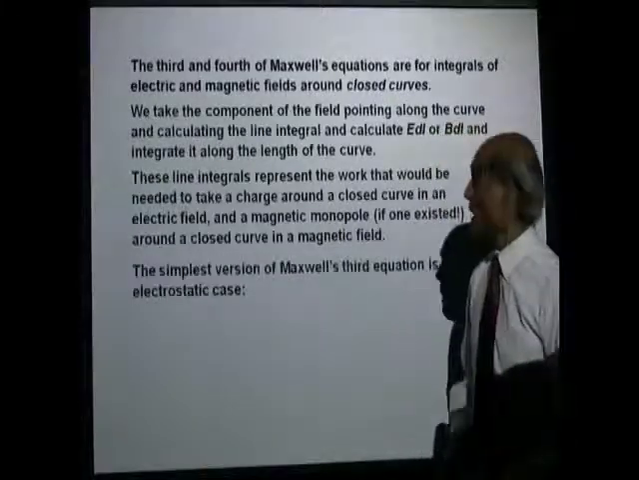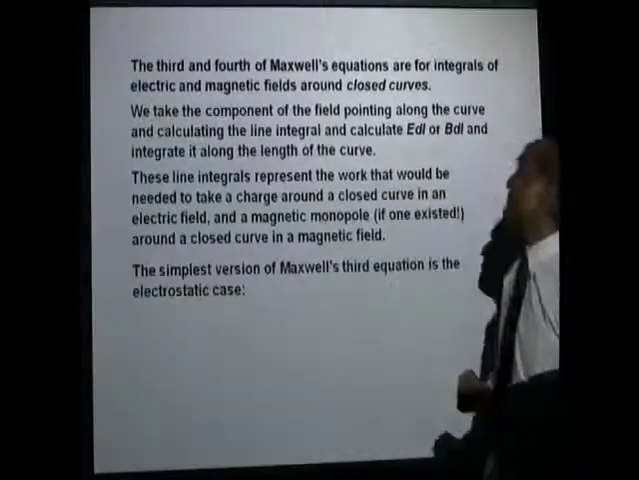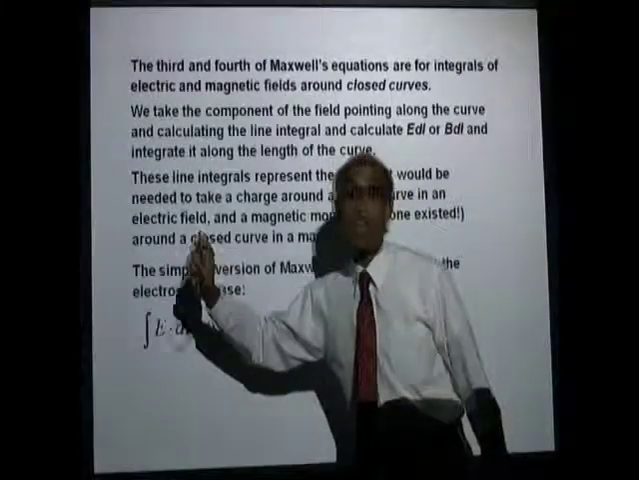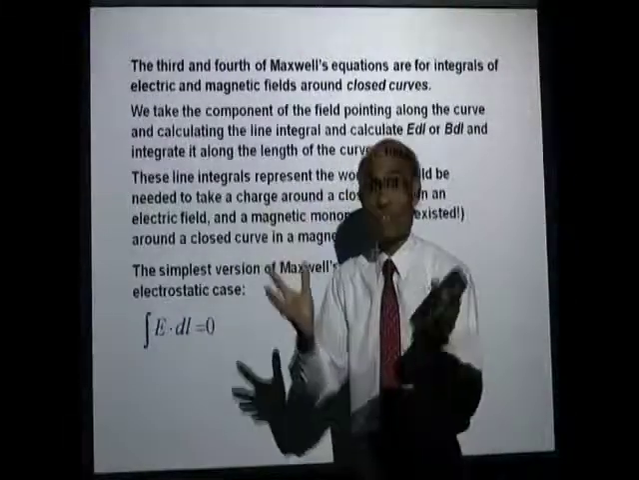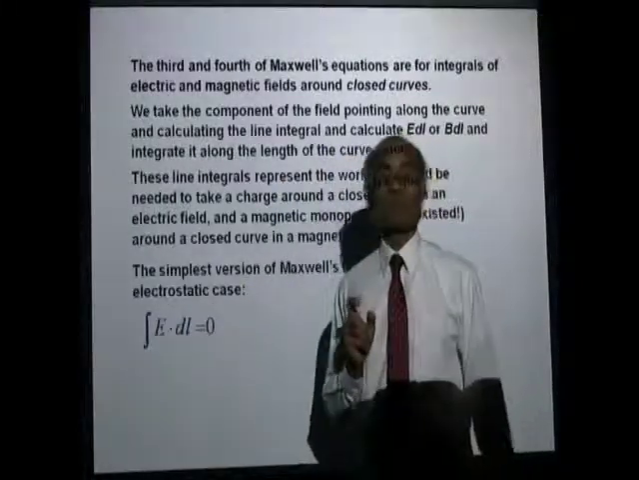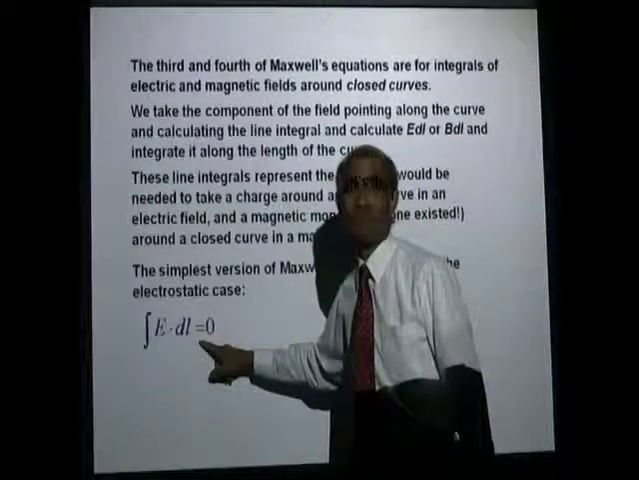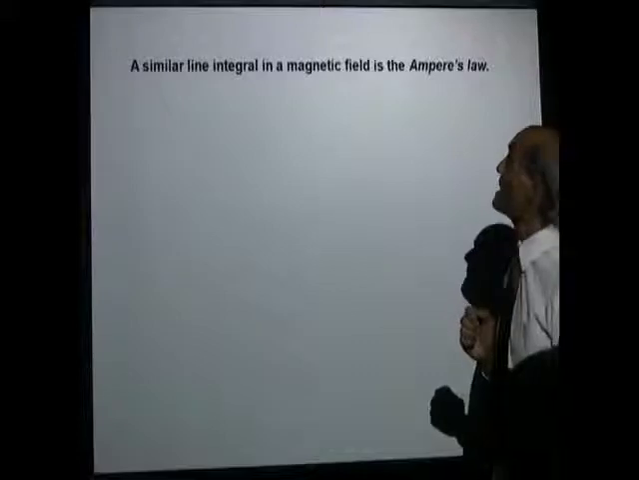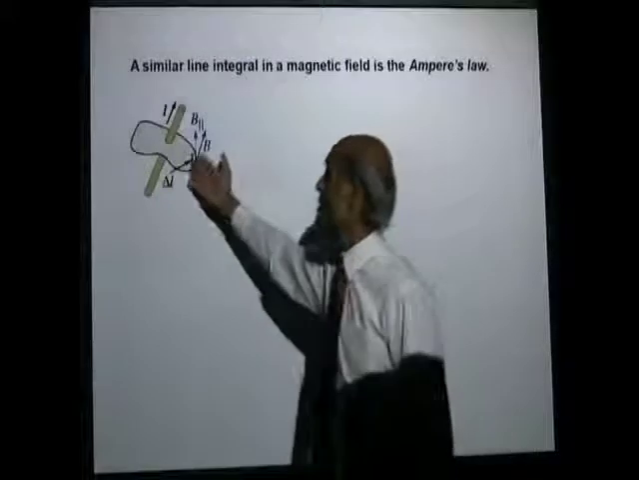Now, the simplest version of Maxwell's third equation is the electrostatic case. Remember, this integral stands for the line integral. The earlier two integrals we did for equations 1 and 2 are surface integrals. So the line integral of E dot dL is equal to 0. And this is Maxwell's third equation. A similar line integral in a magnetic field is Ampere's rule, which we talked about.